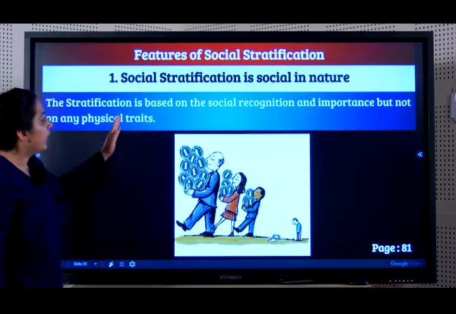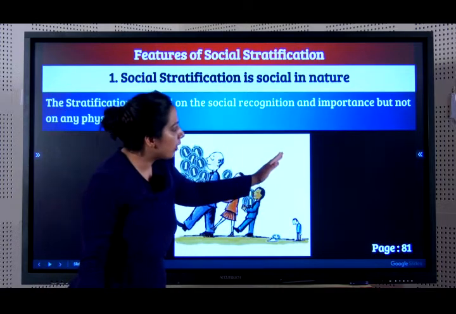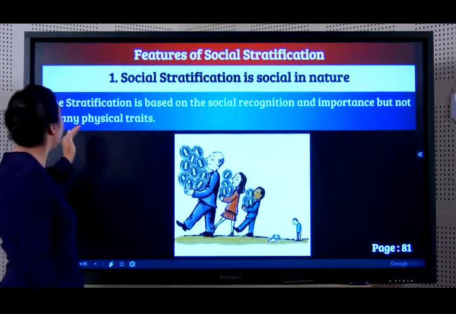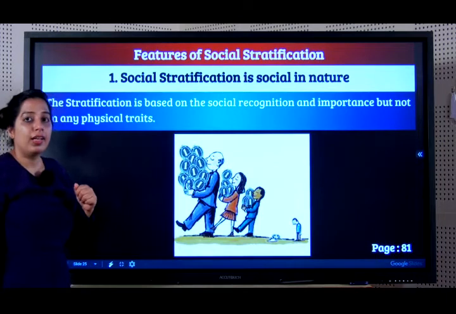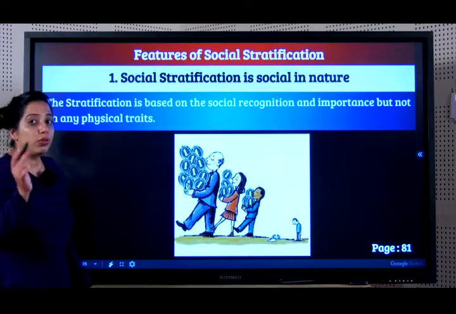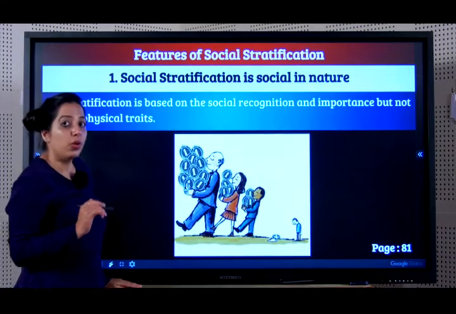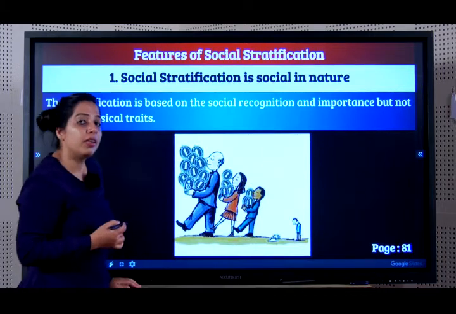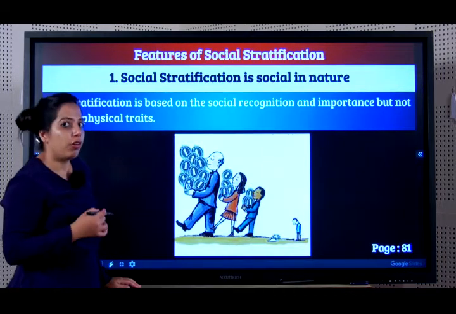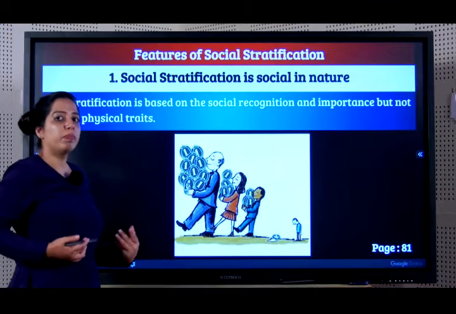The stratification is based on social recognition and importance but not on physical traits. Like you are recognized as, oh, you are the minister's son. Oh, you are that film star's wife. You are not recognized by your own personality.